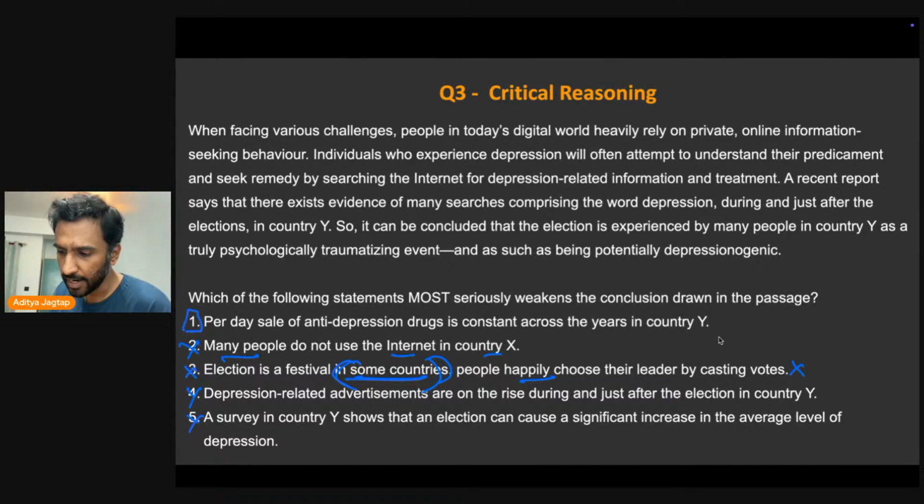Let's look at 1, which is the right answer. Per day sale of antidepressant drugs is constant across the years in country Y. So actual sale of antidepressant drugs did not change during that election time. So this tells us that the claim that election is experienced as depression by many people in country Y is actually invalid, because the sale of antidepressant drugs is constant. It did not rise. We would expect a concomitant rise, right? There's no rise. So 1 weakens the conclusion. I hope this is clear.